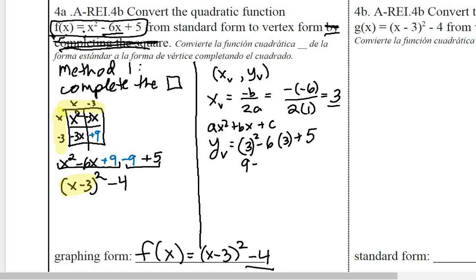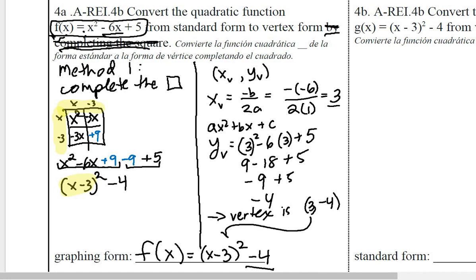That's 9 minus 18 plus 5. That's negative 9 plus 5. That is, in fact, negative 4. So the vertex is 3, negative 4, which creates this very equation right here.